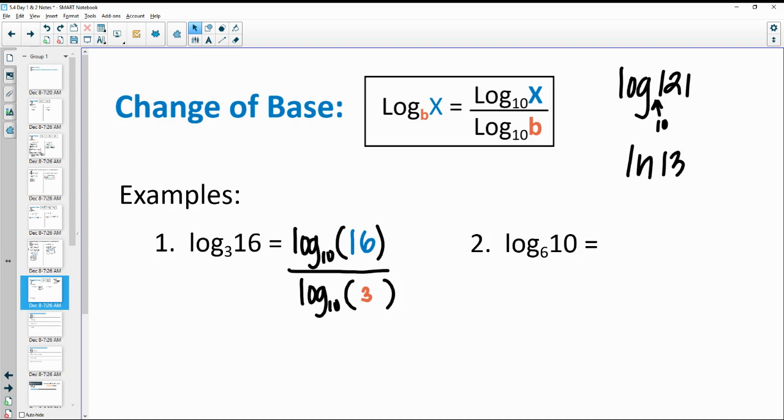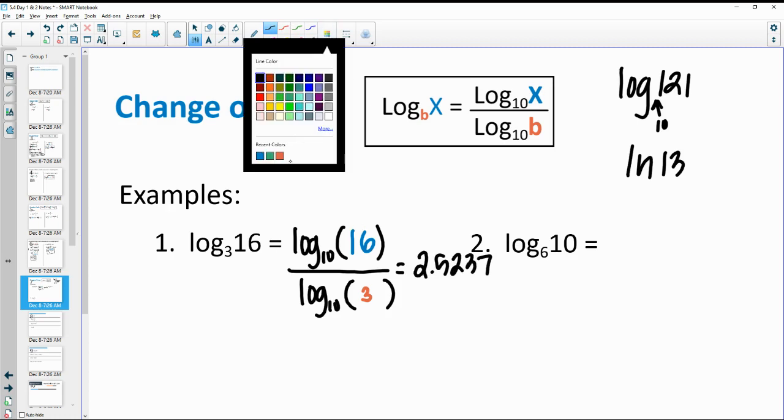So if you want to try typing that in your calculator to see if you are doing it right, I will give you the decimal answer here. So we've got the log of 16 divided by the log of 3. So you should get an answer of 2.5237. So you can try typing that in and making sure you're doing that right.